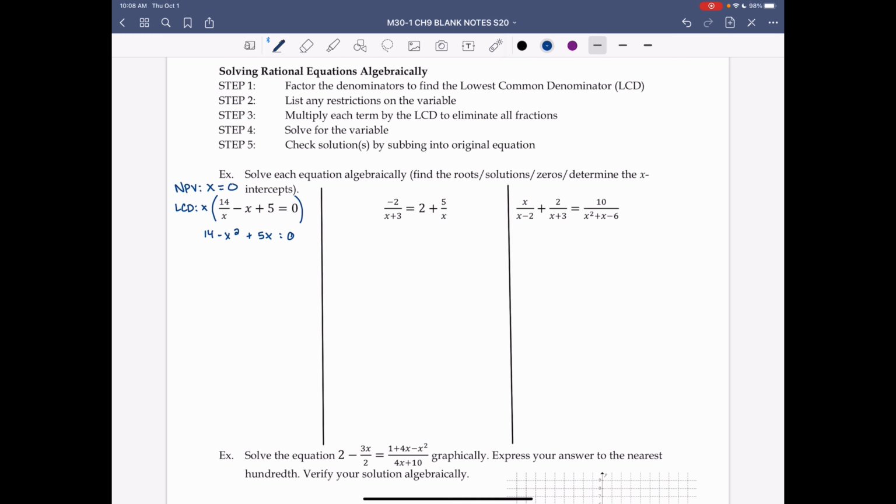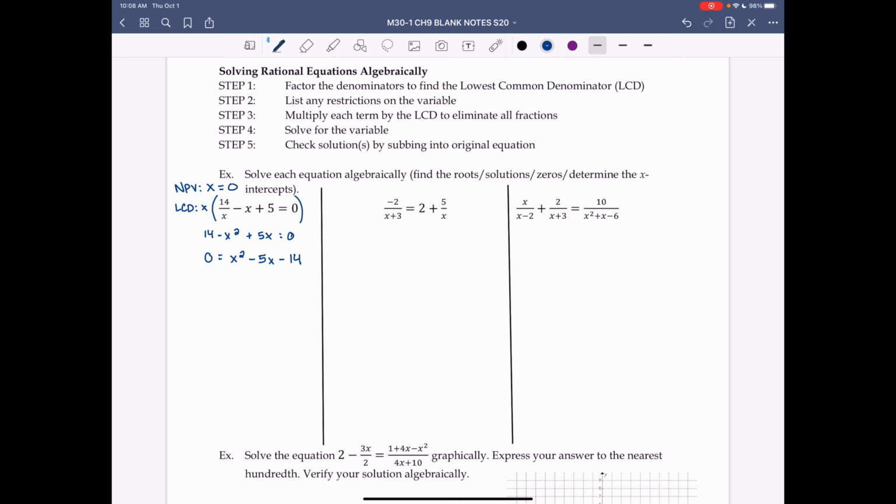I want to write this in standard form, but I want my x squared term to be positive, and right now it's negative. So I'm going to move these 3 terms to the other side of the equal sign. So if I have 0 equals, I'm adding x squared to both sides. I get positive x squared. Subtracting 5x from both sides, negative 5x, and subtracting 14 from both sides, negative 14. We have 0 equals x squared minus 5x minus 14.